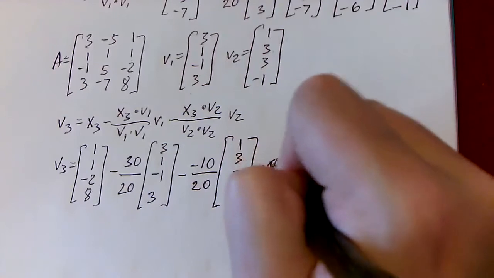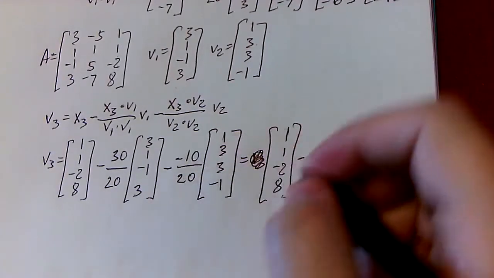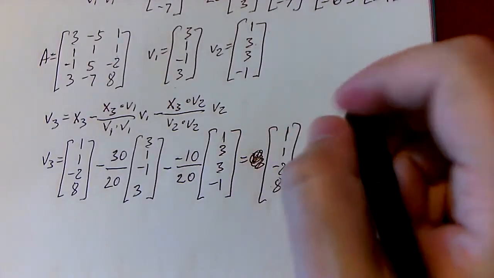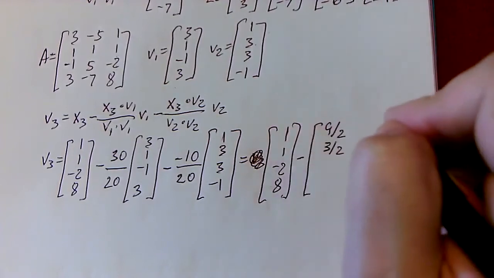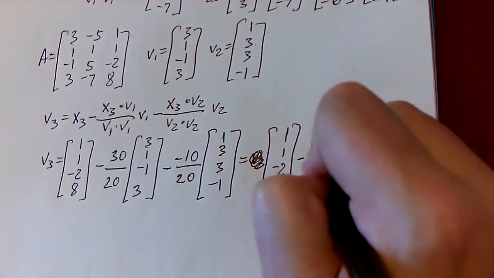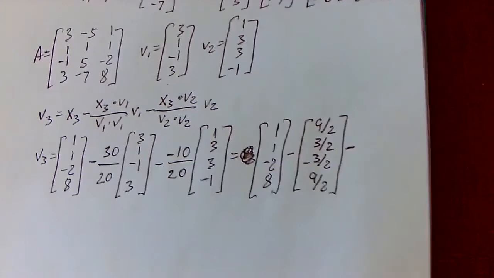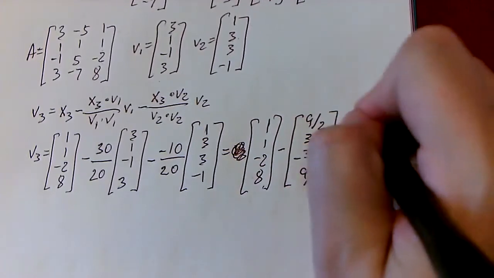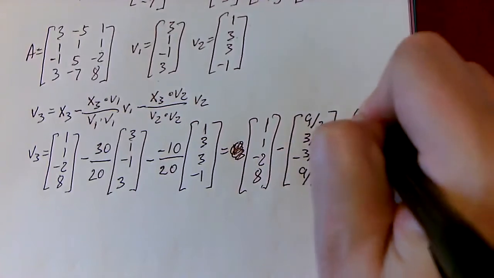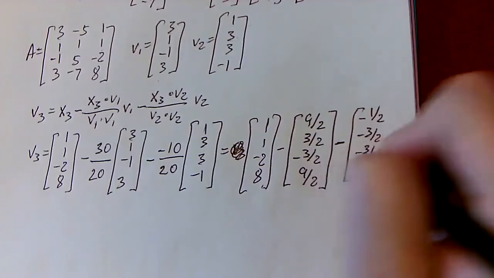1, 1, negative 2, 8, minus 3 halves times 3. You're going to subtract 9 halves. 3 halves times 1 is 3 halves. 3 halves times negative 1 is a negative 3 halves. 3 halves times 3 is 9 halves again. Minus the third vector here. So I've got negative 1 half times 1. So negative 1 half, negative 3 halves, negative 3 halves, and a positive 1 half.